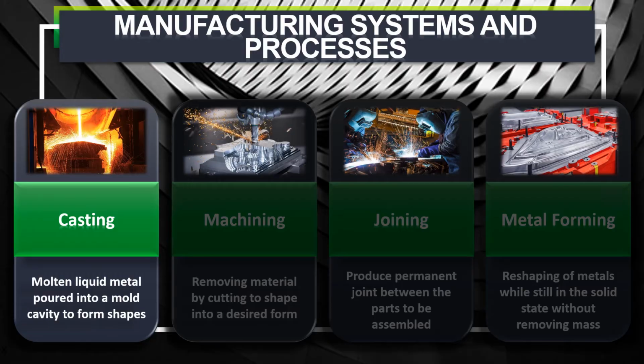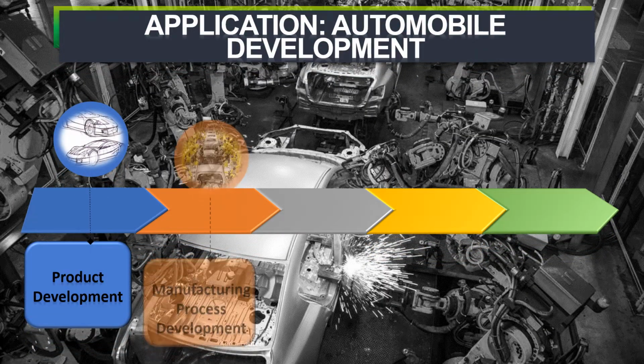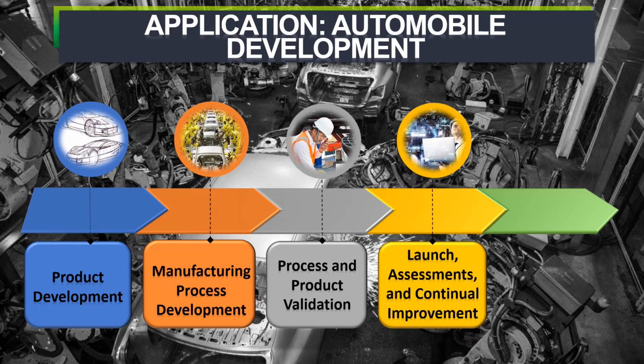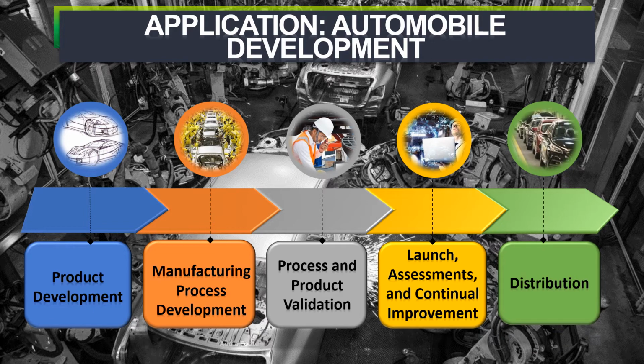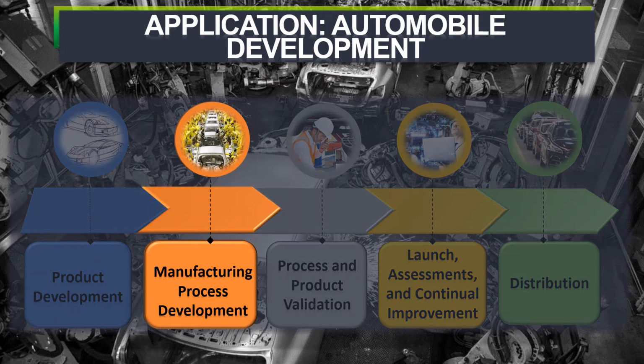an automobile. The life cycle of an automobile consists of product development, manufacturing process development, process and product validation, launch assessments and continuous improvement, and distribution. Let's explore the implementation of the metal casting process in the manufacturing process development phase of an automobile.